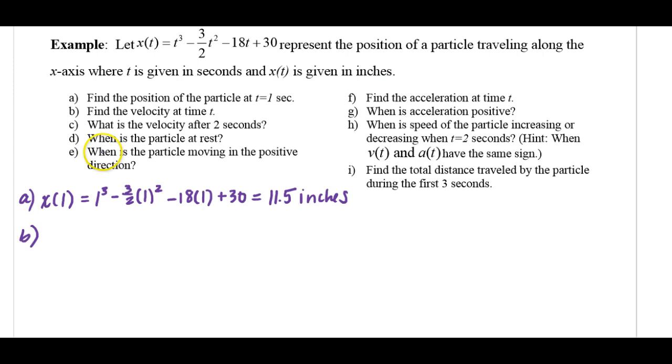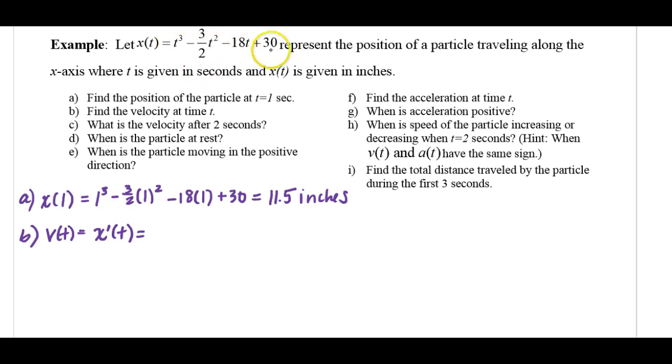Now for part B, I'm asked to find the velocity at time t. I'm given the position function x of t. To find velocity in general, at just some time t, I need to take the derivative of position. So v of t is equal to x prime of t, the generic derivative of position.